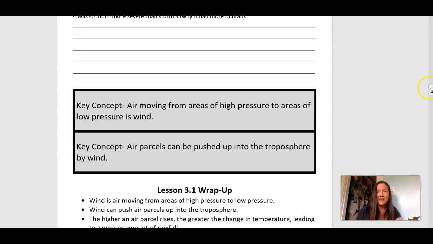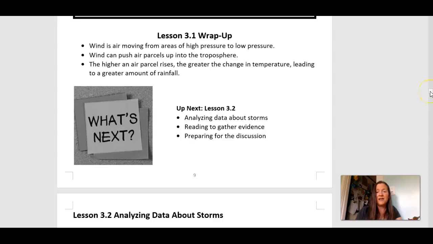All right? So to summarize this particular lesson, our key concepts are air moving from areas of high pressure to areas of low pressure is called wind. And air parcels can be pushed up into the troposphere by wind. And yes, there's some good data to suggest that the higher an air parcel rises, the greater change in temperature, which leads to a greater amount of rainfall. And what we noticed in this lesson is that wind will push the air parcel even further up, resulting in more rainfall. So what are we going to do next?